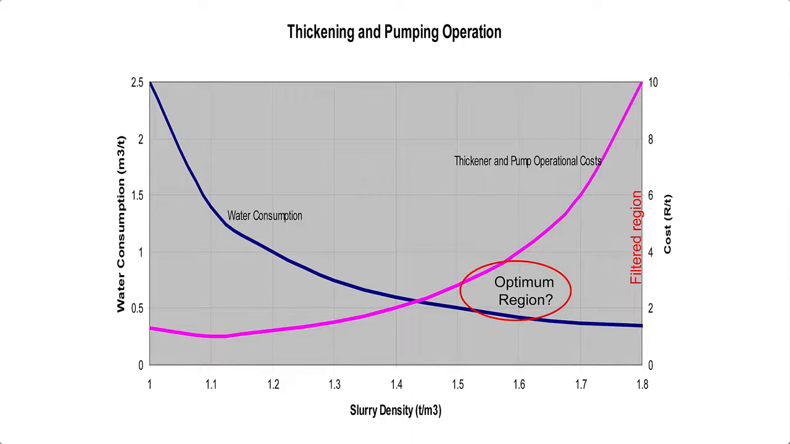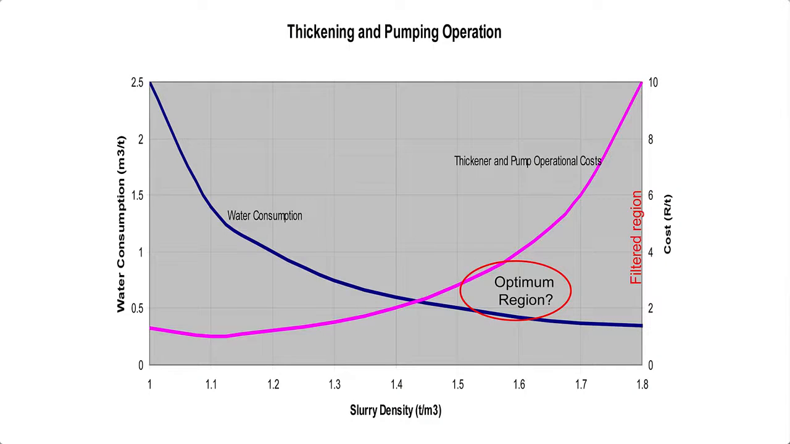This next slide gives you a little bit of an illustration of, as you move along the slurry density scale up to the filtered region, say a density of 1.8, your water consumption is dropping, and your thickener and pump operating costs and your transport costs start to go up. There's typically an optimum region, and that's what I was talking about: many mines are happy to operate in this optimum region, and to move into the filtered region takes you into a different regime in terms of costs based on this type of equation.